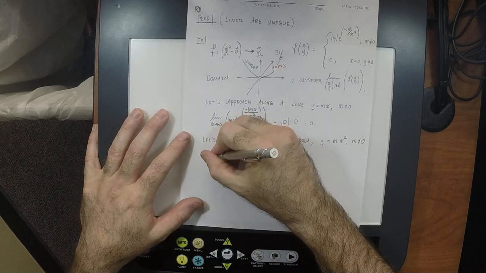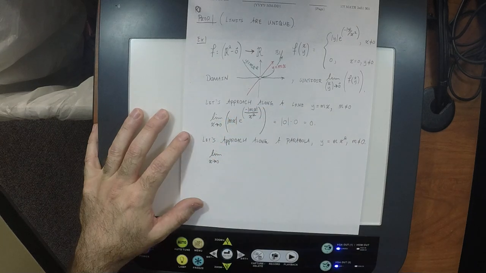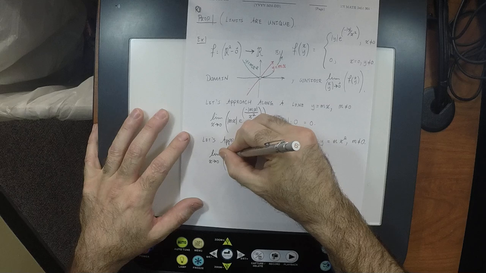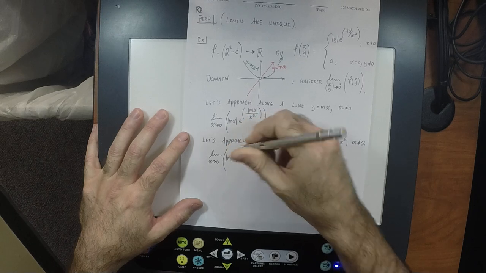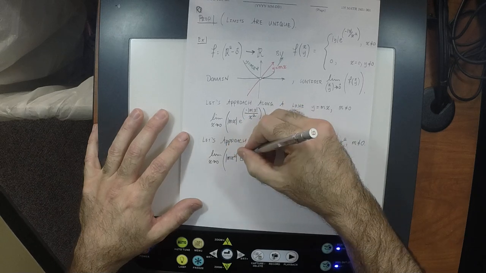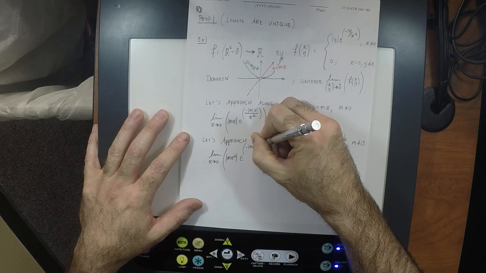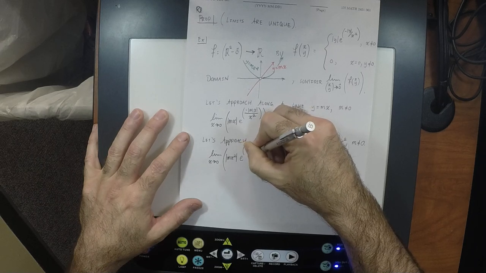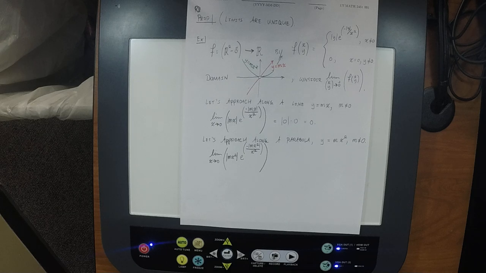Okay, so again, we're eliminating one variable. And now we're replacing all of the y's with m x squared. So now this is m x squared, and then exponential of negative absolute m x squared, and then over x squared. Okay. Now what?